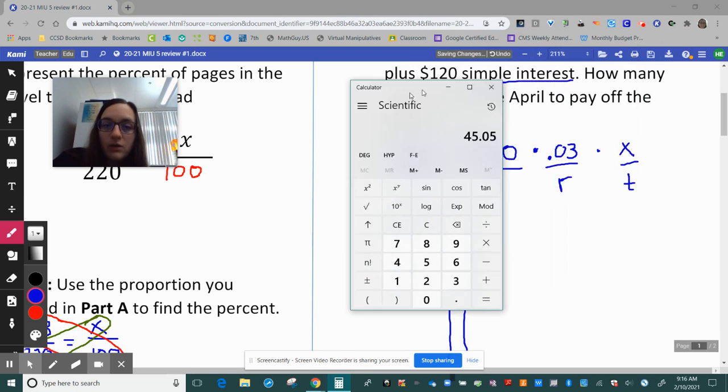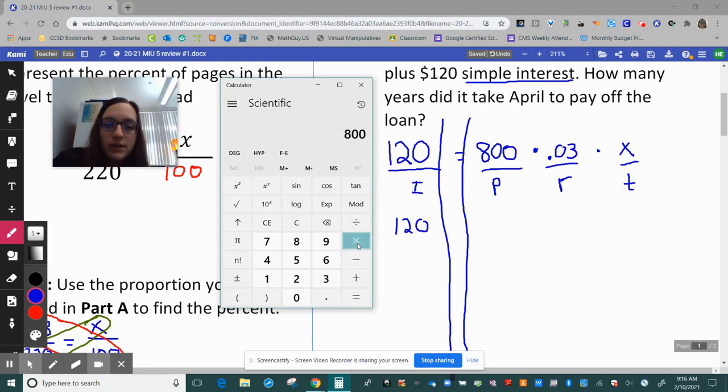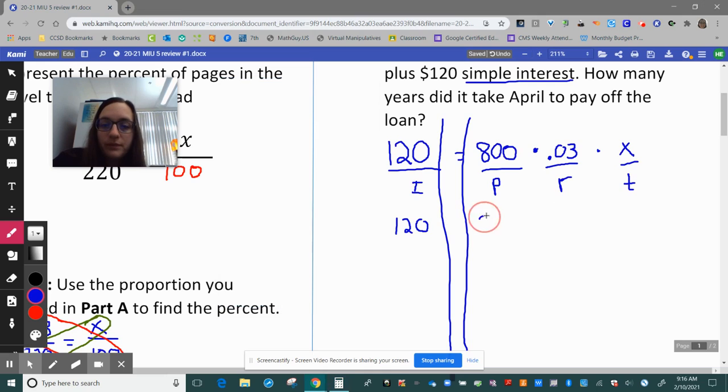So we're going to have our 800 times 0.03. Okay, we're good. Okay, so we're going to have 24. And then that's times x. Ooh, I missed my equal sign. Oops.